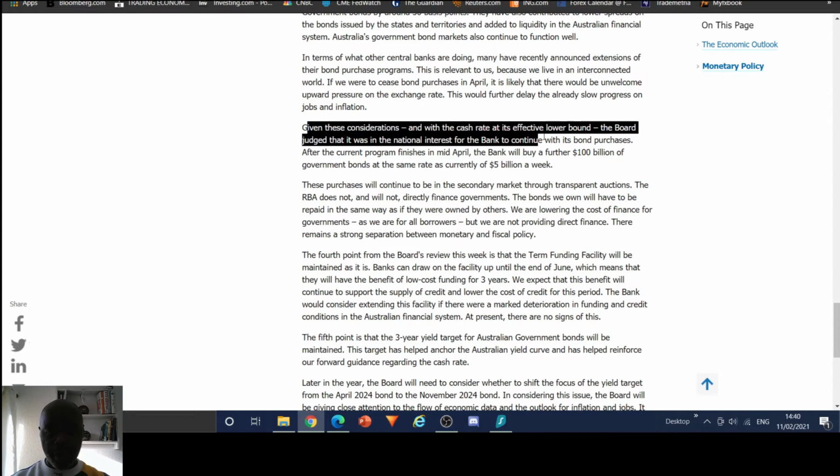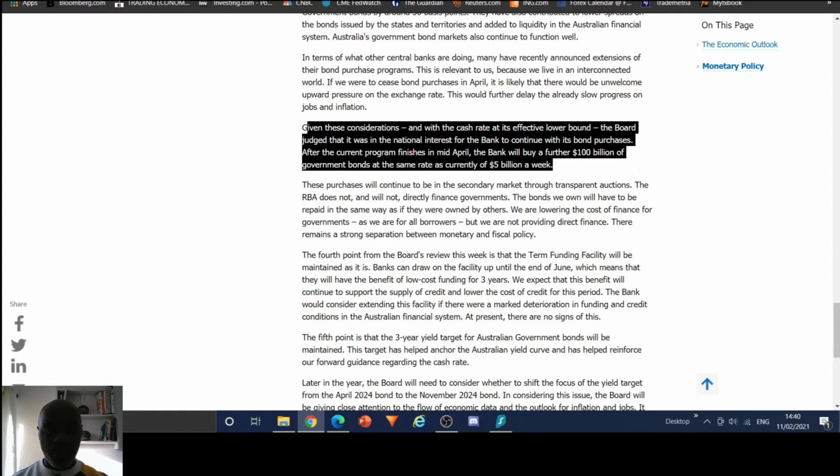Given these considerations, and with the cash rate at its lower bound, the board judged that it was in the national interest for the bank to continue with its bond purchases after the current program is finished.